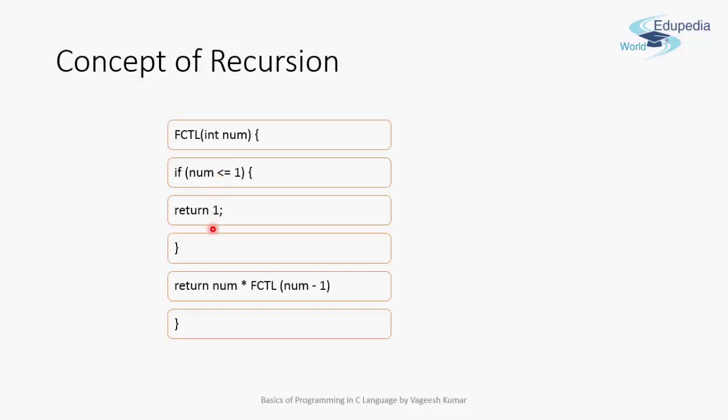So in that case also we will return 1. Okay, so now let us see what happens if we enter 5 to this program. Suppose we take num as 5 initially.